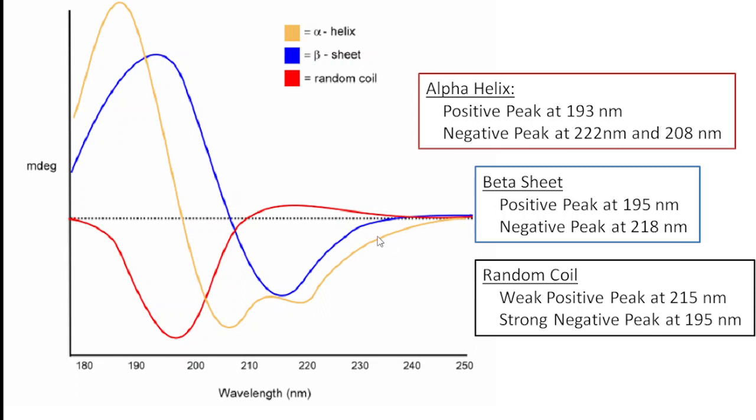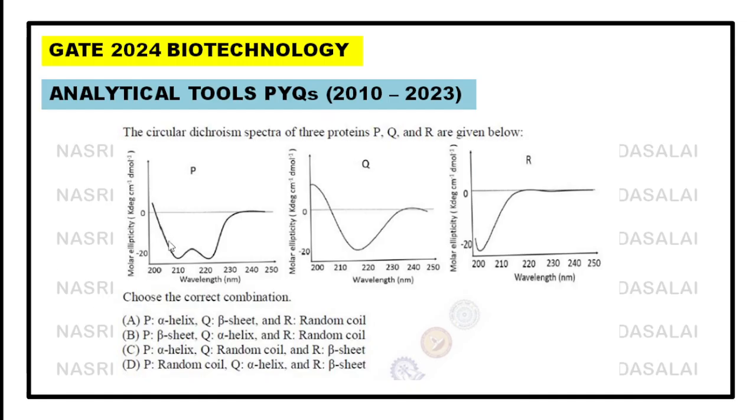So W means it is alpha helix. Consider this as an N and this as a U, that means it is beta sheet, and this full V, in red color, is random coil. The random coil will show a strong negative peak at 195 nanometer. So in this problem, one shows W, so it is alpha helix, another shows one positive peak and one negative peak, which is nothing but beta sheet, and this is random coil. The correct answer is option A.